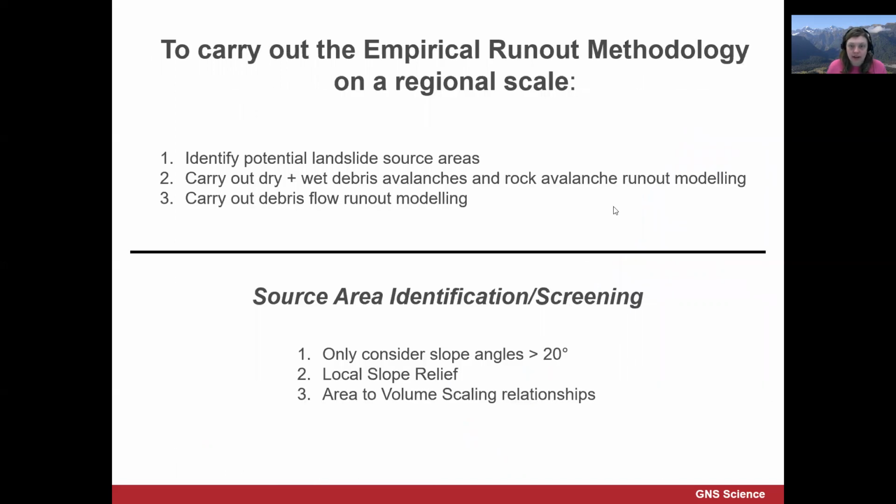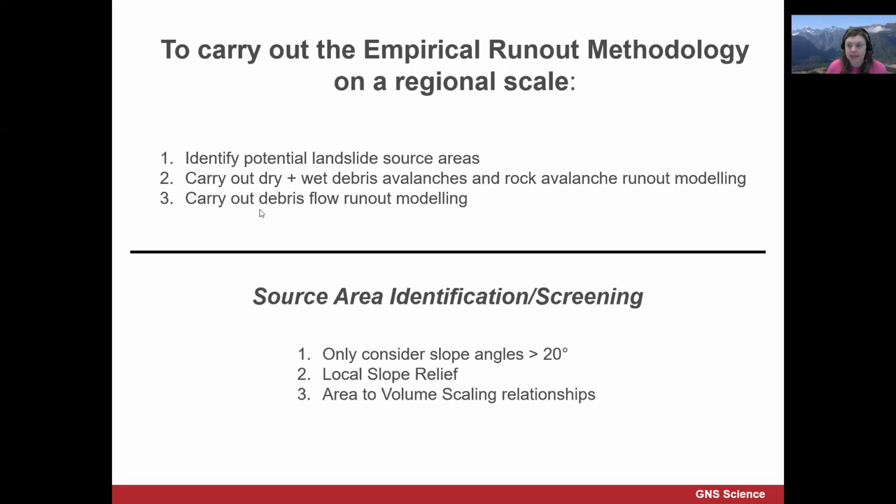So to try and carry out this empirical runout methodology on a regional scale, we had 3 broad different steps. First of all is to identify potential landslide source areas. So where in the region can different landslide volumes and different landslide types occur? And then from identifying these potential source areas, we carried out wet and dry open slope debris avalanche and rock avalanche runout modeling, as well as debris flow runout modeling.